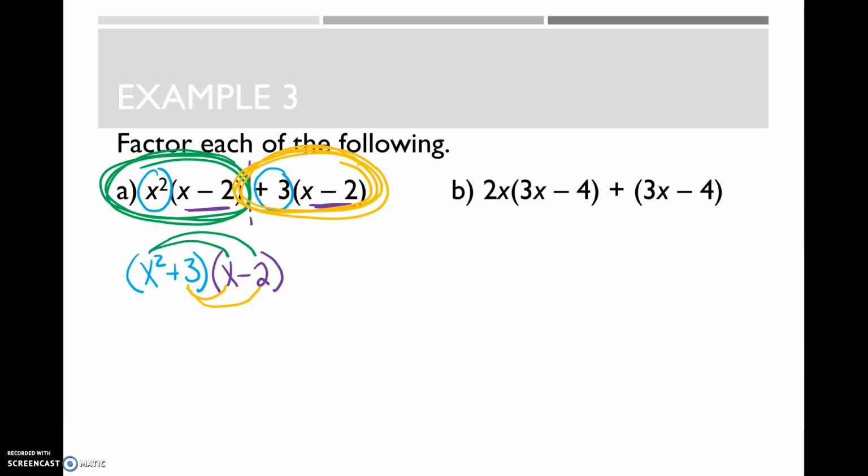So take a guess. What do you think B is going to be? The first set of parentheses is 2x plus, what number is in front of this second set of parentheses? A 1. And then the second set of parentheses is this identical 3x minus 4.